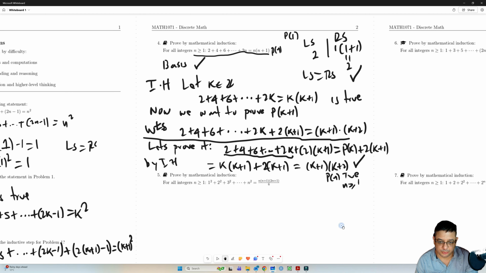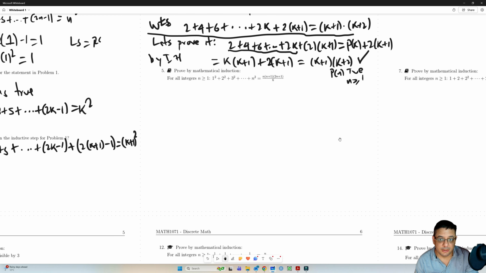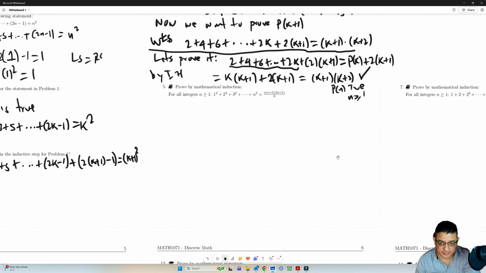All right, let's go to number 5. We want to prove by mathematical induction that the sum of the first n squares is n times (n plus 1) times (2n plus 1) over 6. Once again, this is P of n.